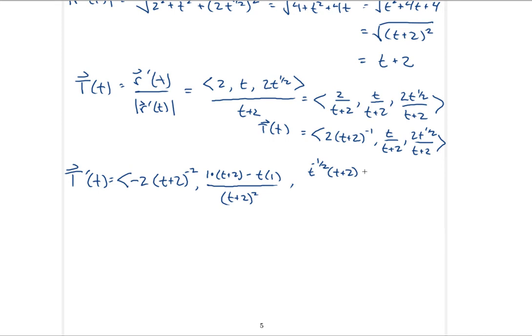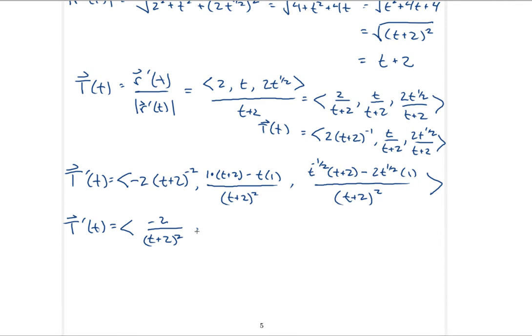and then minus 2t to the 1/2 times 1, all divided by t plus 2 squared. And so now we just have some cleanup work to do here. So t prime, so here we're going to have negative 2 over t plus 2 squared.